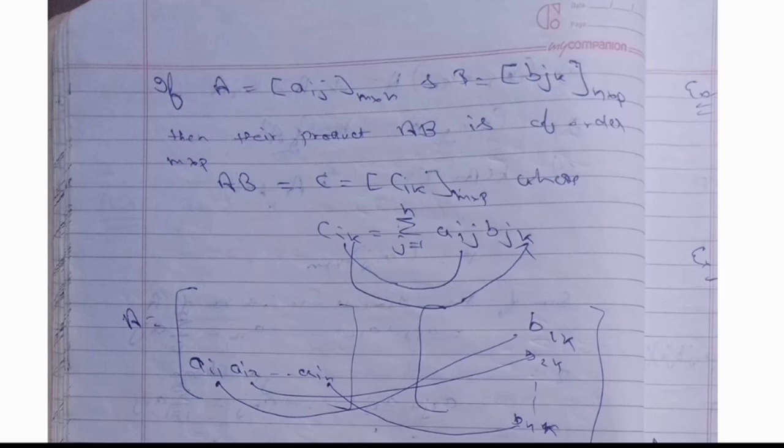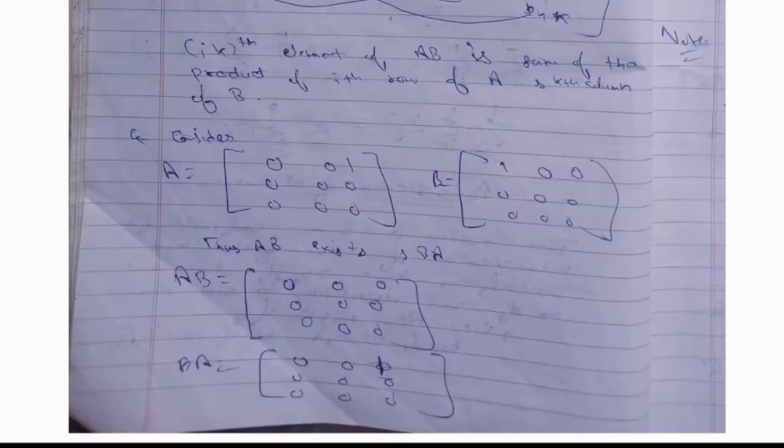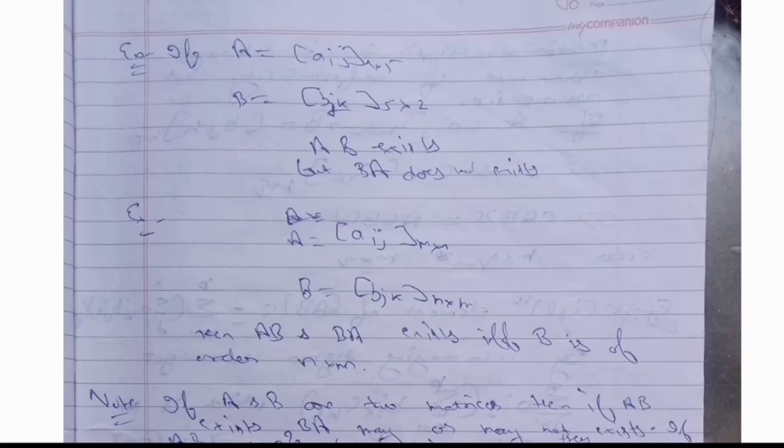Okay. You can see we have drawn A matrix, B matrix. So the ikth element of AB is the sum of the product of the ith row of A and kth column of B. Example, consider A matrix, B matrix. Then AB exists and BA exists. If A is a matrix of order 4 cross 5 and B is a matrix of order 5 cross 2, AB exists but BA does not exist because number of columns in B is not equal to number of rows in A.